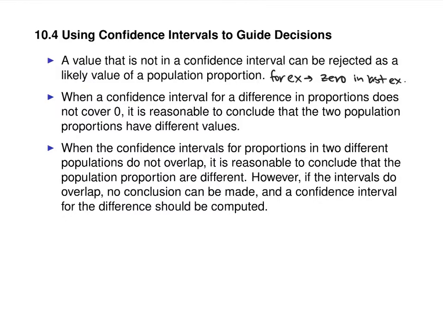But if your intervals do overlap, no conclusion can be made and a confidence interval for the difference should be computed. And here's that as a picture. Suppose this is 0.1 up to 0.9 or something. In one interval from 0.1 to say 0.3, another one from 0.6 to 0.9 for some different proportion. Well, the first interval is the list of plausible proportions for the first variable, and the second is the list of plausible values for the next variable. And since they share no plausible values, the true values are likely to be different.